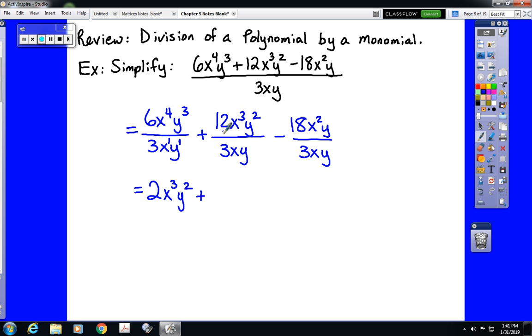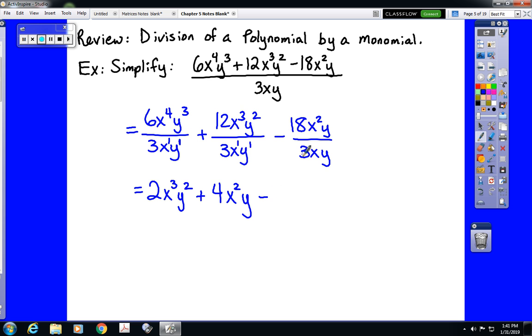Divide the coefficients. 12 divided by 3 is 4. Then we subtract the exponents. X to the third over x to the first is 3 minus 1, or x squared. Y to the second over y to the first is 2 minus 1, or y to the first. So 12x cubed y squared divided by 3xy is 4x squared y.